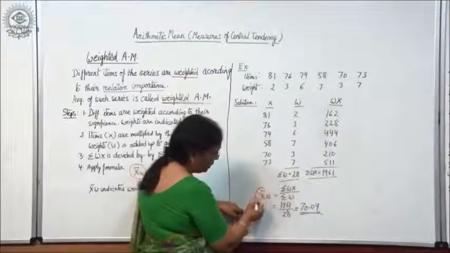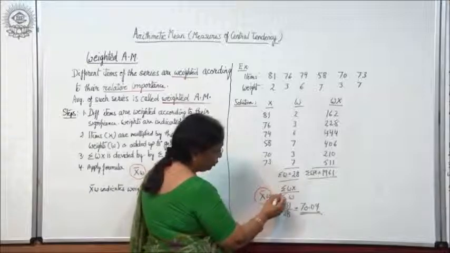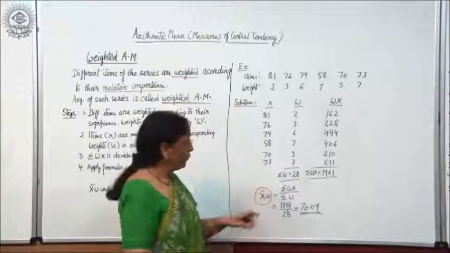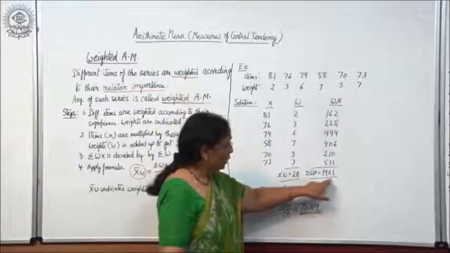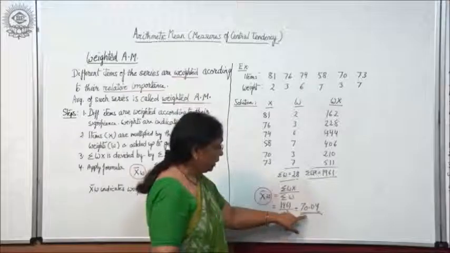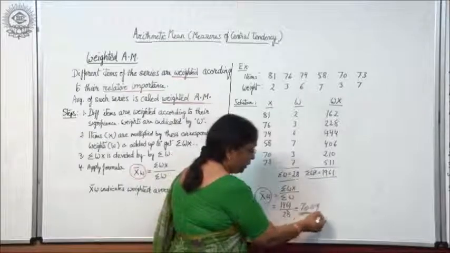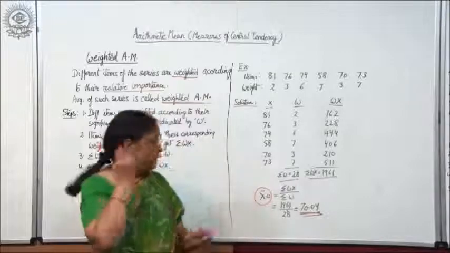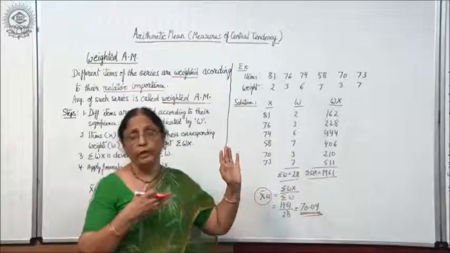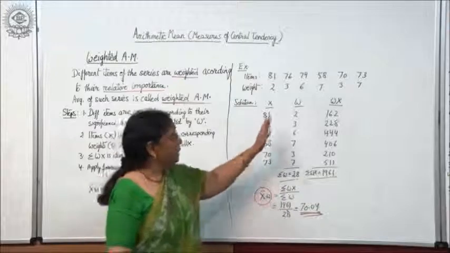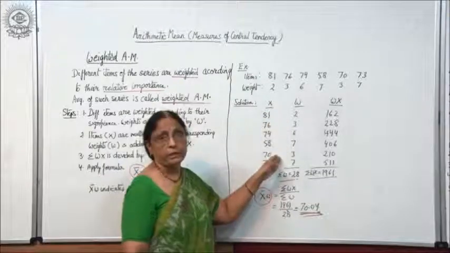Then the weighted arithmetic mean is equal to sigma WX upon sigma W. Sigma WX is 1961, put the value, sigma W is 28, and you get the weighted average 70.04. Same way you have calculated earlier in the case of individual series, but the only thing is that you have been given the weight.